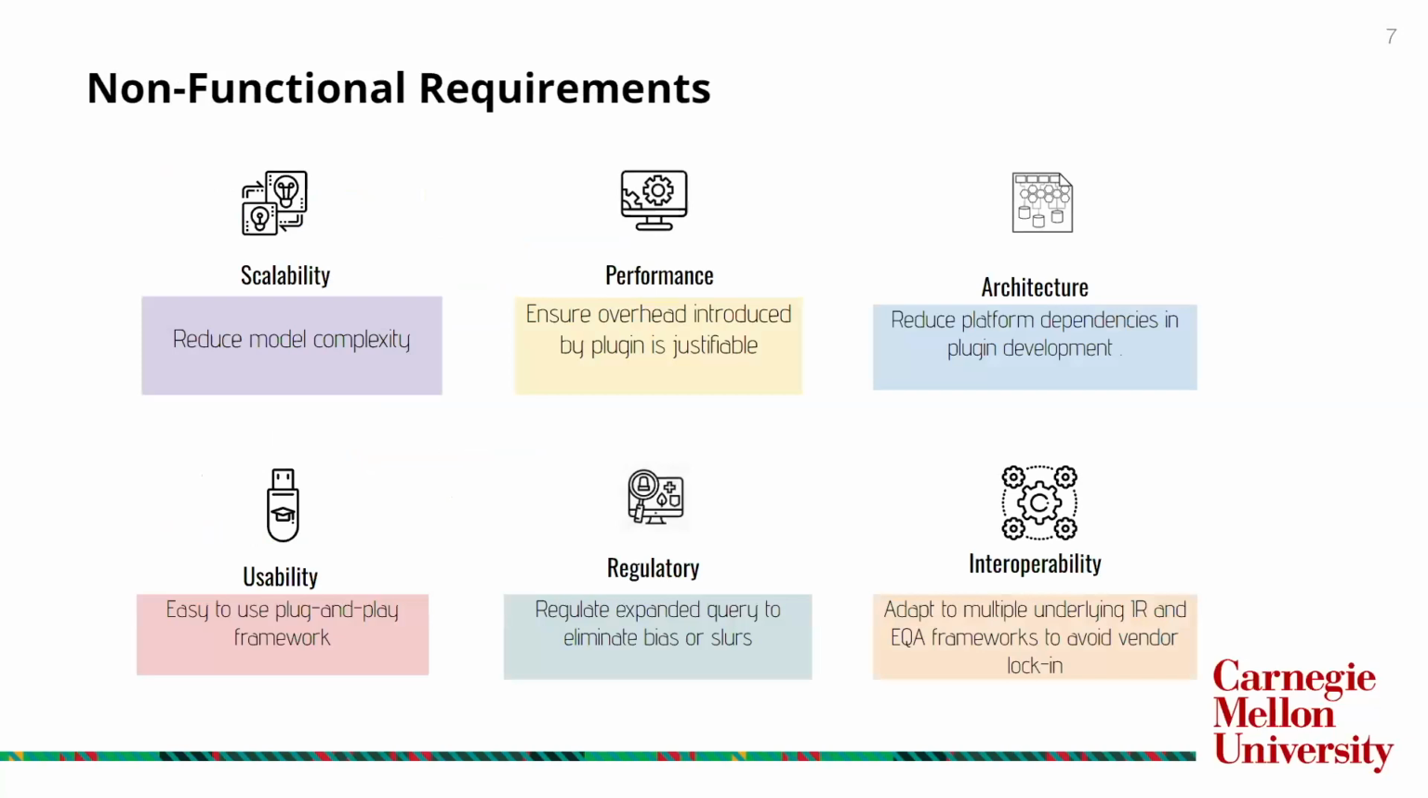Aside from the functionality requirements, we have 6 non-functional requirements, which are scalability, performance, architecture, usability, regulatory, and interpretability. So we aim to design a system that is adjustable or flexible to be adapted to different system architectures while we're addressing ethical issues, enhancing usability, as well as lowering the introduced latency and complexity into the original systems.